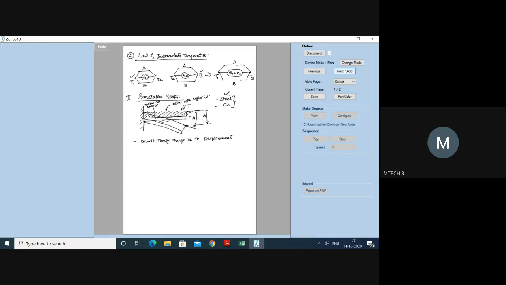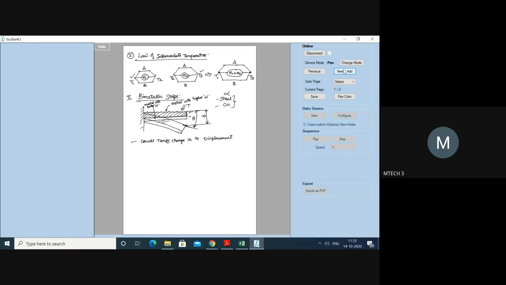Now the concept of bimetallic strips is that two strips of metals are fused together to form a single structure. The two metals that form the strip will essentially have different coefficients of expansion, so we have alpha 1 and alpha 2. Let's assume alpha 1 is greater than alpha 2. If you heat the material, alpha 1, which has a larger thermal expansion, will bend towards the other metal, which has lesser expansion, alpha 2.